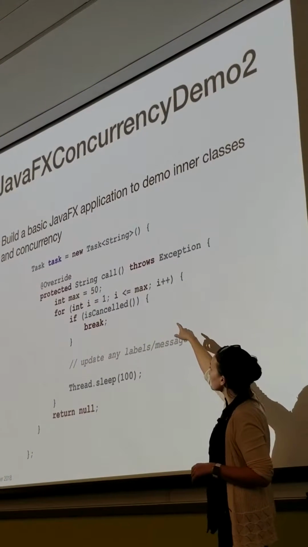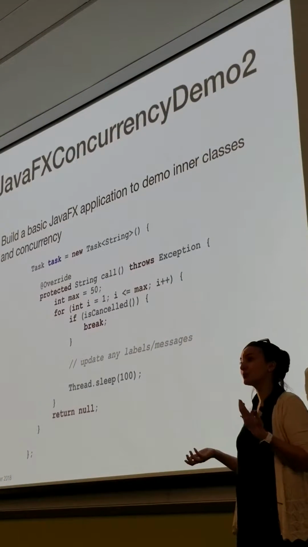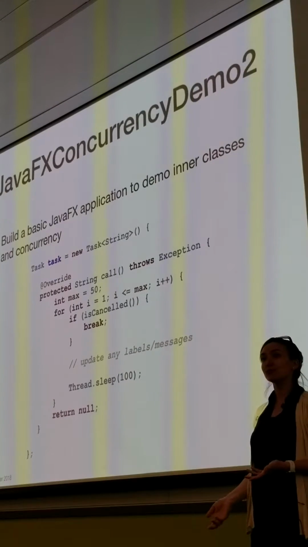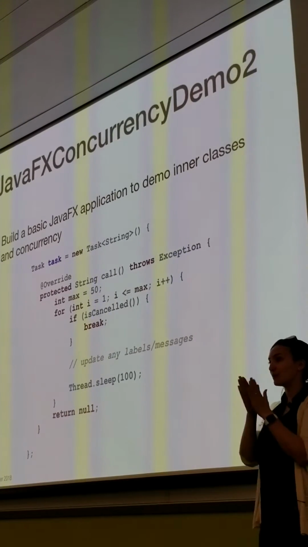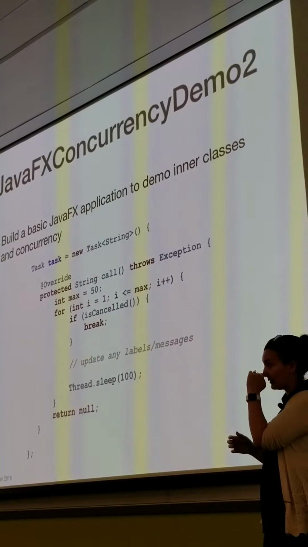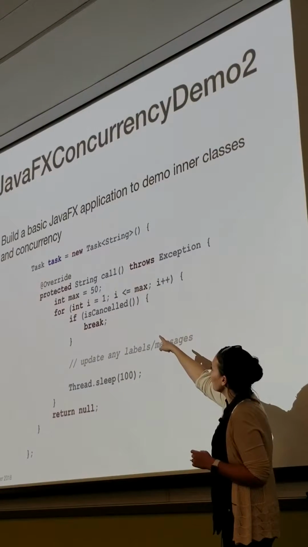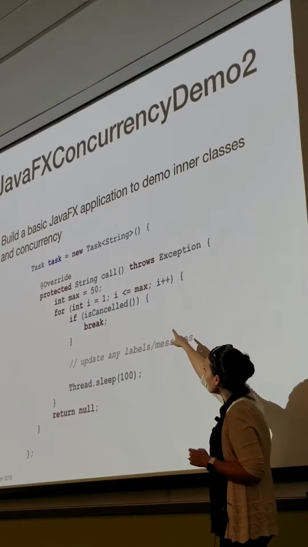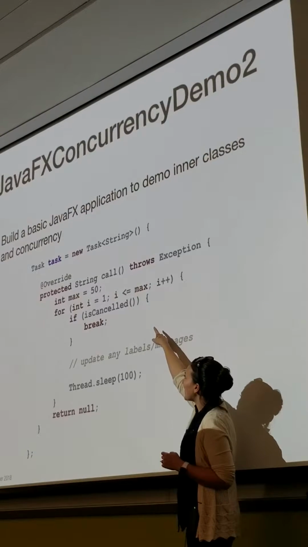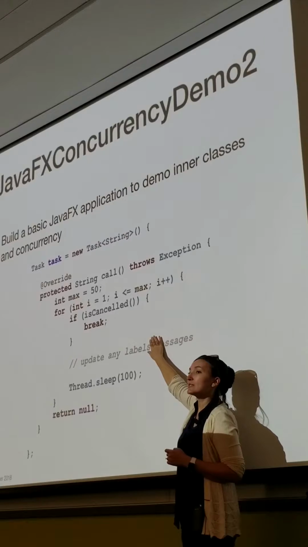My call is, again, just returning a String. Most of the time, you're going to return something that you probably don't need. In this case, I don't need it. I'm just creating a progress bar, so I don't really care about that. It's going to waste some time again. I'm going to go from 1 to 50. I'm going to keep checking to see if the task is canceled. So this is a safety kind of thing.